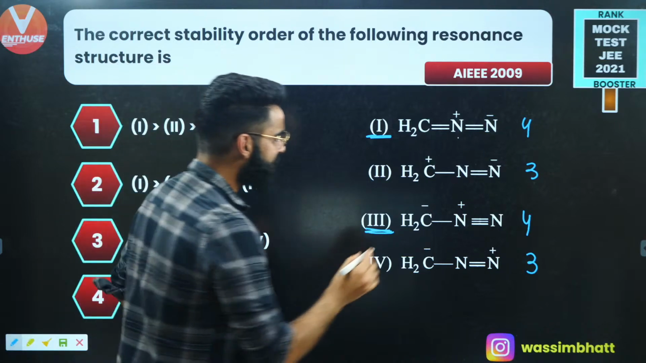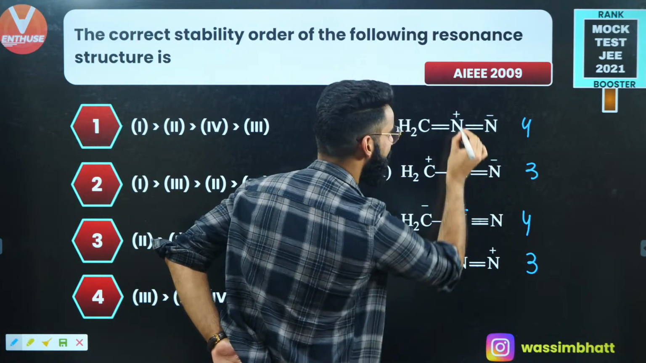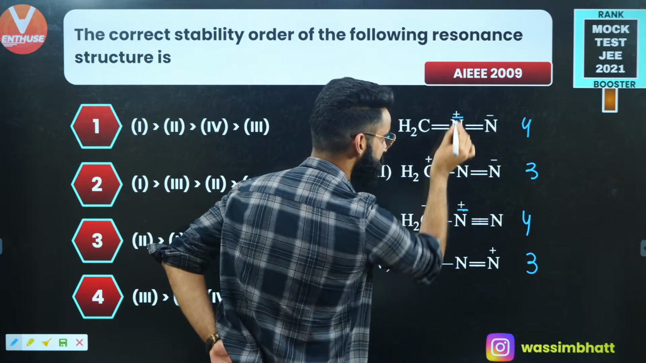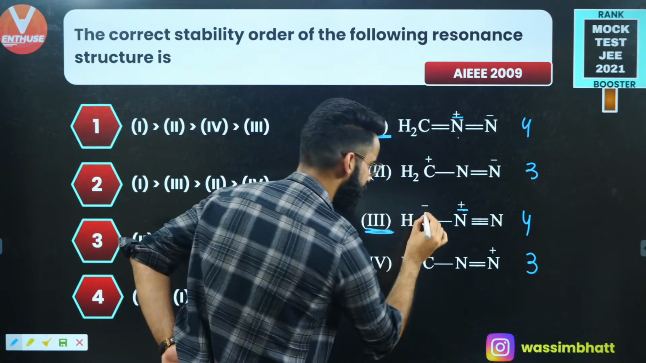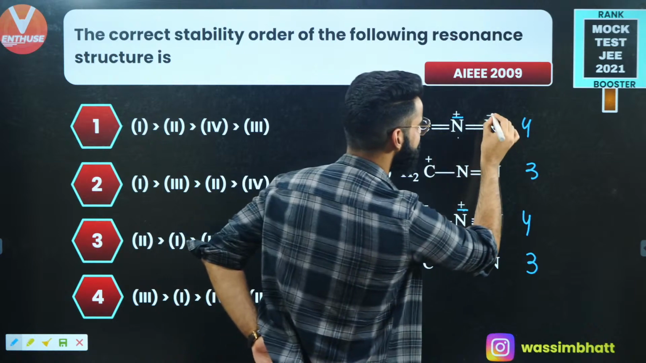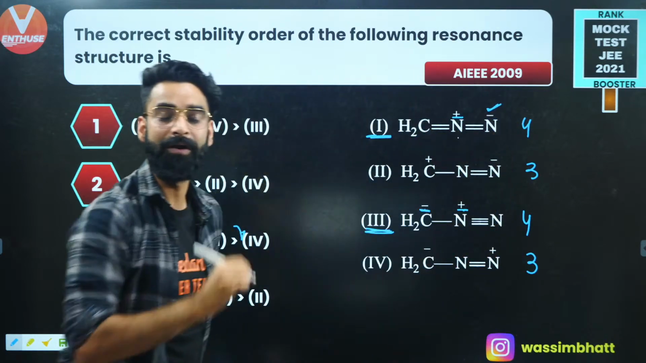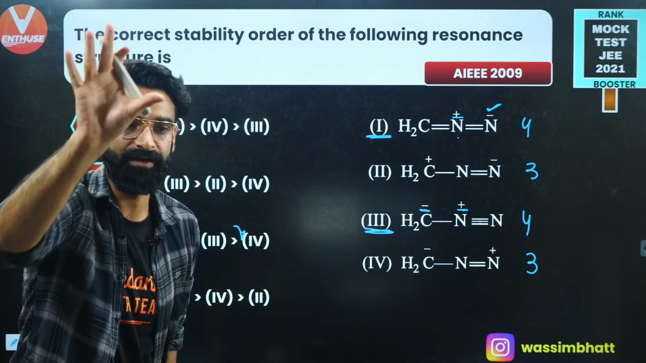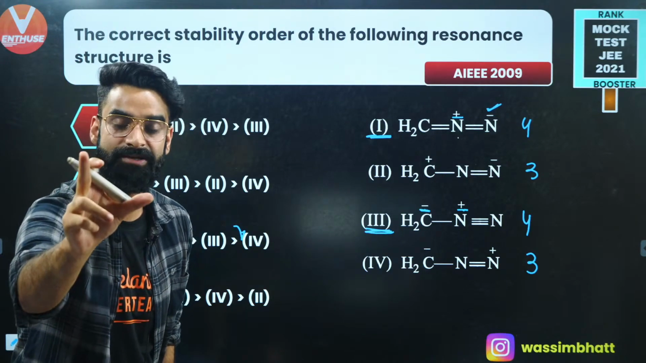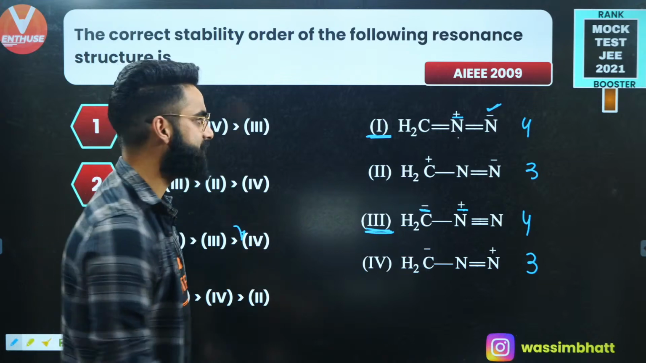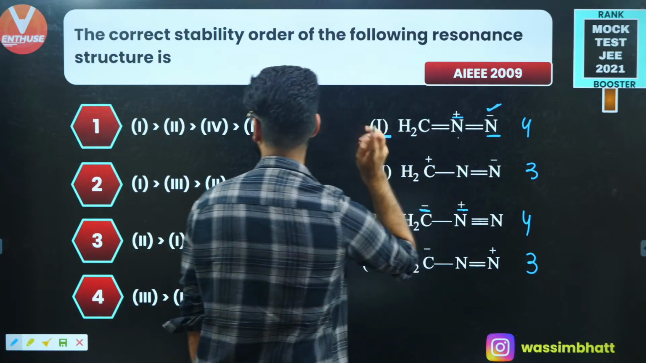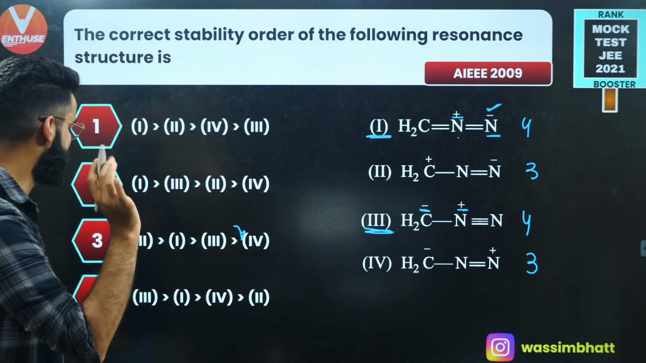Understand. Right here we have got the positive charge on nitrogen. Again, in this case, positive charge on nitrogen. So I'm not going to talk in terms of positive charge on nitrogen over here. But right here we have got negative charge on carbon, negative charge on nitrogen. Remember, negative charge on more electronegative element is more stable, right? So negative charge over here is on more electronegative element. So first one is going to be maximum stable.